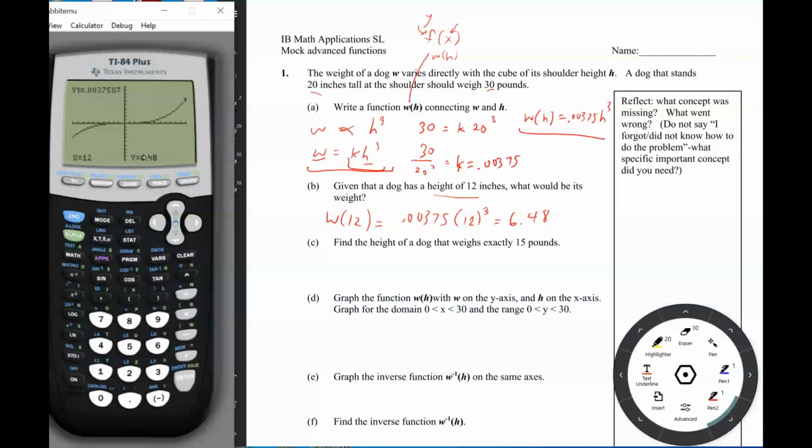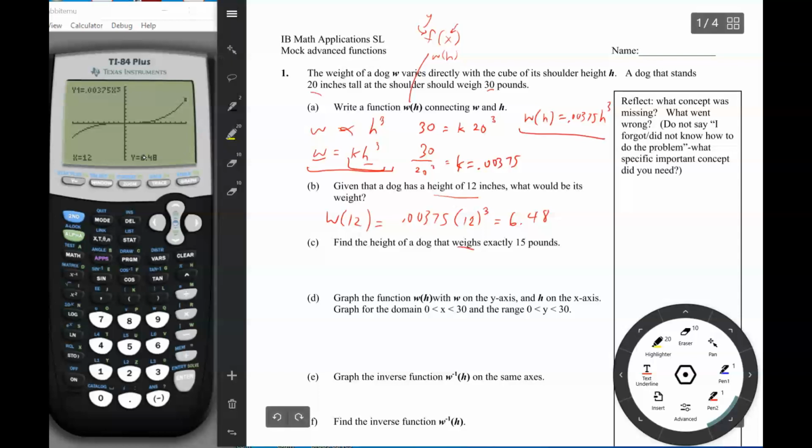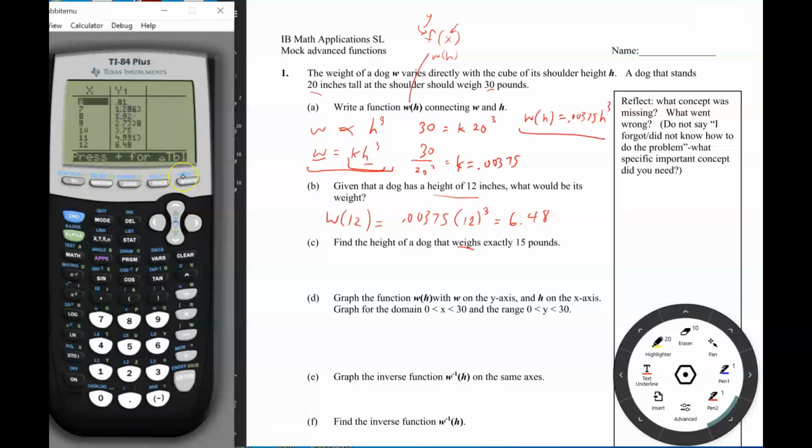Find the height of a dog that weighs exactly 15 pounds. Now they're giving us the w value, which is the output. So let's try to do that with the table. Now we try to find a y value that's 15. I'm not sure if we're going to be able to do that because we don't have every single y value on the right side, right? Looks like 16 is pretty close.